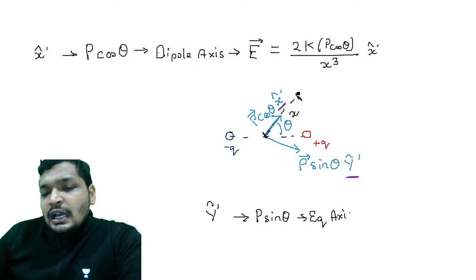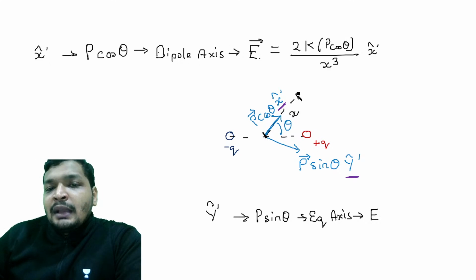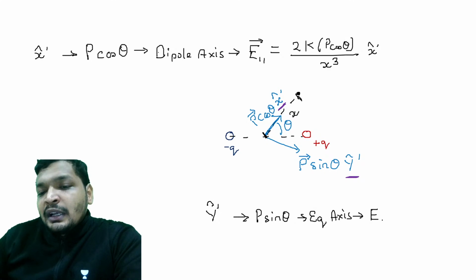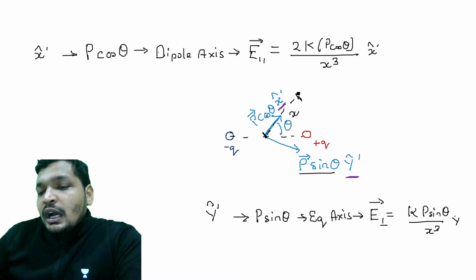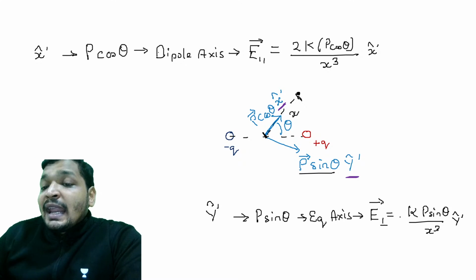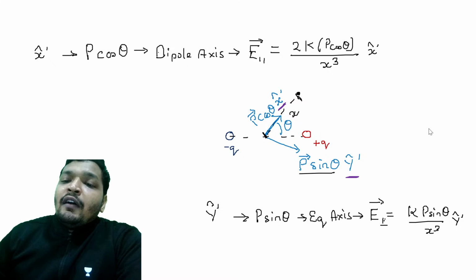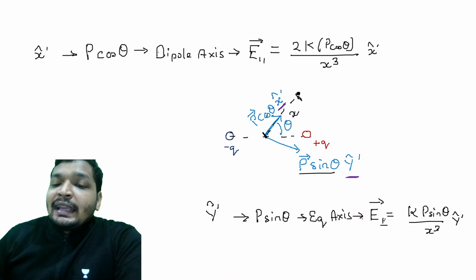And what should be the electric field? Let me do a thing. I'm going to name this as E parallel, then this would become E perpendicular. This is going to be K into P sine theta divided by x cube. There would not be a 2, and y cap dash negative. Don't forget the negative sign.